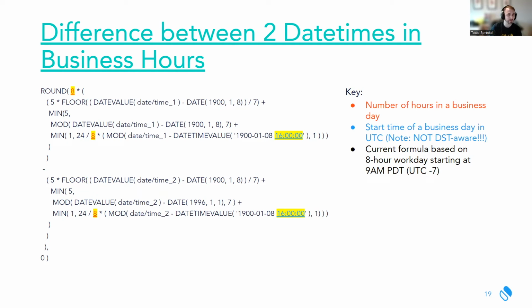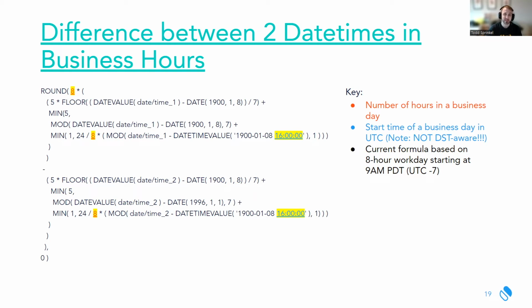If you're 8 to 5 or 8:30 to 5:30, or a longer period of time, you'll want to edit that to the number of hours in your business day. And then this right here in blue is the time in UTC that your business day starts. So currently this is based on an 8-hour workday starting at 9 a.m. Pacific Daylight Time, or UTC -7. If you were in Eastern Time, you would adjust that accordingly.